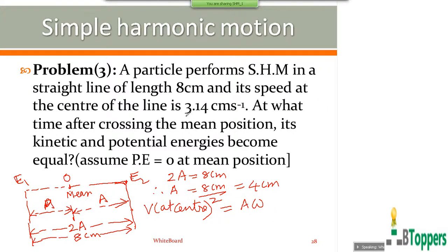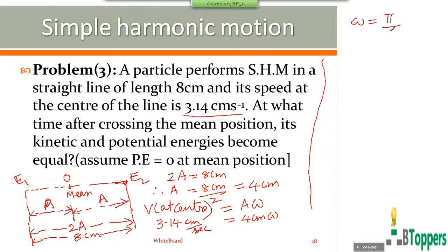So given that the magnitude of the velocity at the center of oscillations is 3.14 centimeter per second. So you can substitute V equal to 3.14 centimeter per second on the left hand side. And we got displacement amplitude A as 4 centimeters. Therefore, the angular frequency of oscillations, 3.14 you can write as pi, so omega is pi by 4 second inverse.